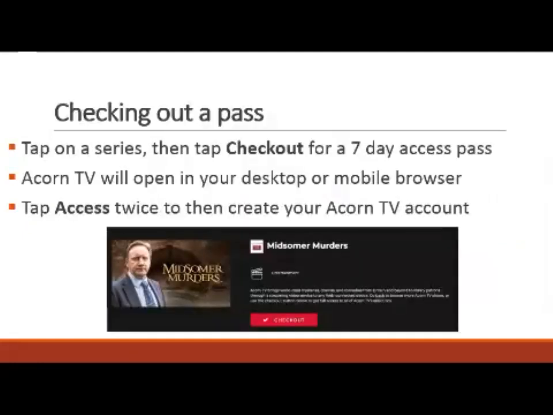Before you can start watching, you must check out a pass. Once you are in the Acorn TV catalog, tap on a series for a more detailed summary, and then tap Checkout to then check out a 7-day access pass. This pass allows you to watch any series in Acorn TV, not just the one you selected right then.